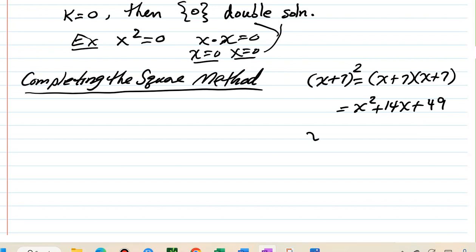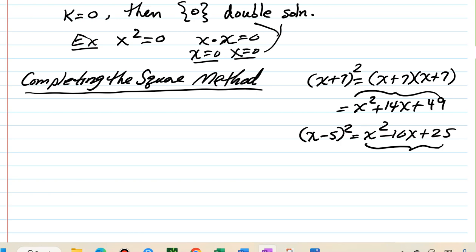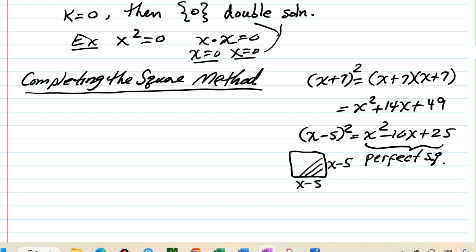Let's do another one. Suppose I have x minus 5 squared. Then I'll tell you why I'm doing this. So that's x squared. Twice first by second is negative 10x. And negative 5 squared is plus 25. Okay. Now remember these trinomials, both of these, we call them perfect square trinomials. And the reason it's called perfect square again is because you can imagine a square of side x minus 5 by x minus 5. In that sense, that's where the perfect comes from.